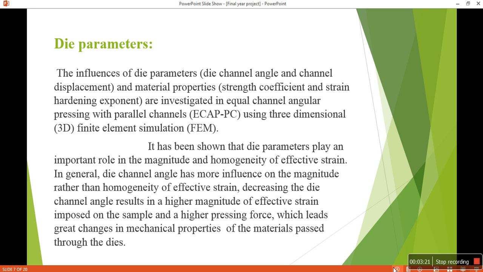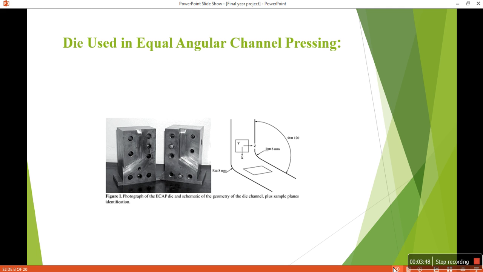The influences of die parameters, that is die channel angle and channel displacement, and material properties, strength coefficient and strain hardening exponent, are investigated in equal channel angular pressing with parallel channel, ECAP-PC, using three-dimensional 3D finite element simulation. Here it is a die used in equal channel angular pressing. Here the radius is 8 mm and the angle created is 120.